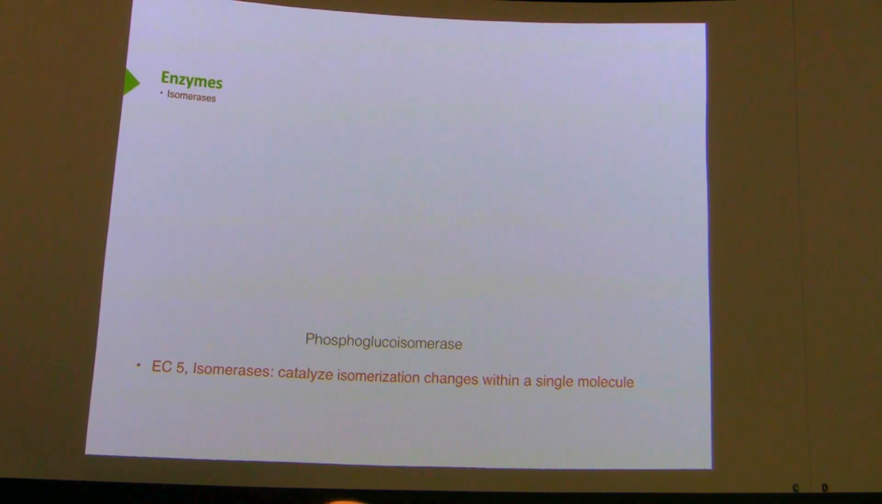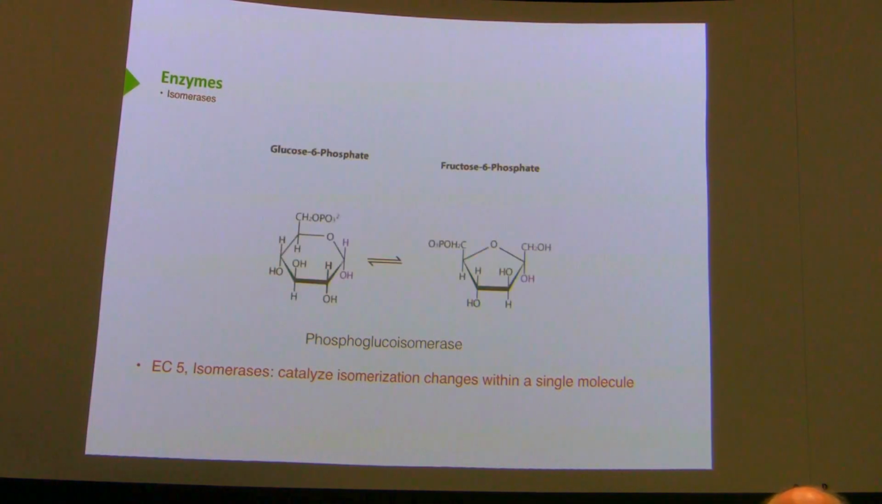Okay? And the isomerases. So isomerases we'll talk about also later in the term. And isomerases are enzymes that catalyze the change. They rearrange molecules without oxidizing or doing anything else to them. They're simply rearranging them. So a very good example, again, comes from glycolysis, phosphoglucoisomerase.